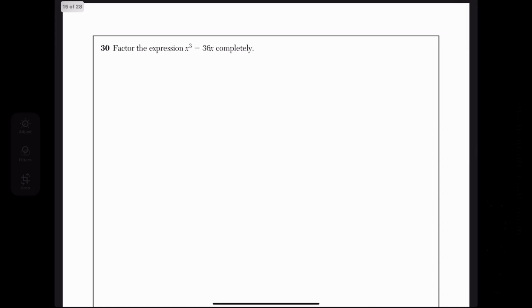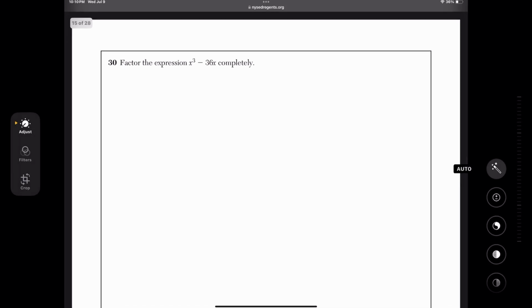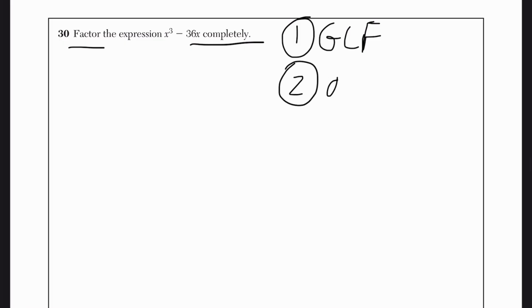And 30, the last of the 2-point questions. So, okay, factor completely. A question like this is very predictable. It's basically been on every Regents, or not every, but most. You should be prepared for it. There's always going to be 2 steps to this. Factor out a GCF, and then the difference of perfect squares, which is a squared minus b squared, split that into a plus b, a minus b.